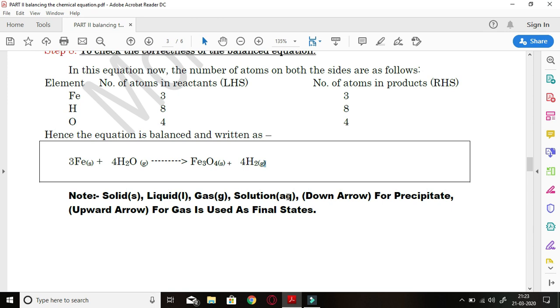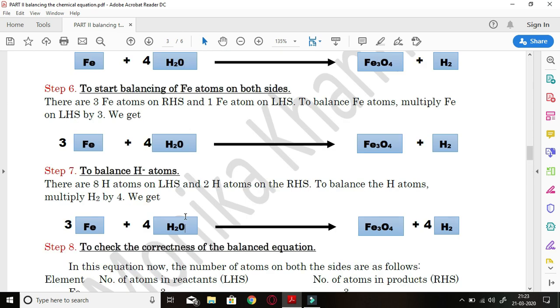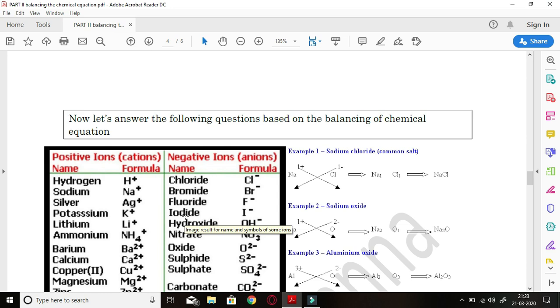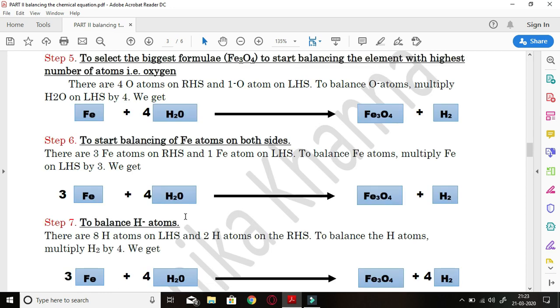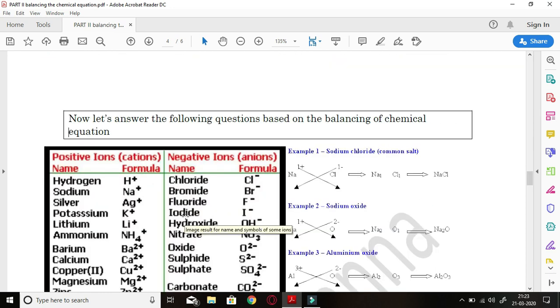Now after that, we have a downward arrow for precipitates and an upward arrow for any gas like hydrogen or carbon dioxide. We will put them. So these are the basic things which we should also take care of. Now next, let's answer the following question based on the balancing of chemical equation.